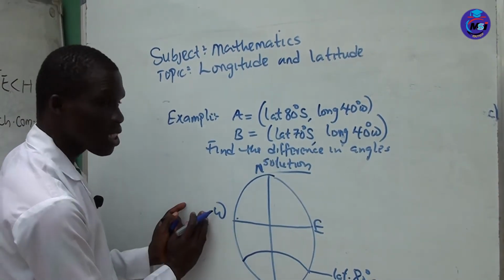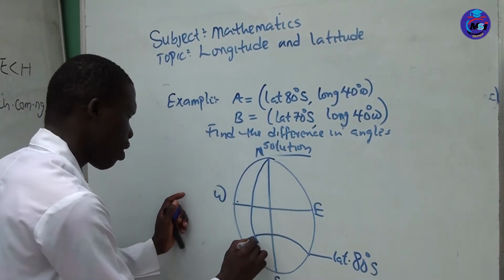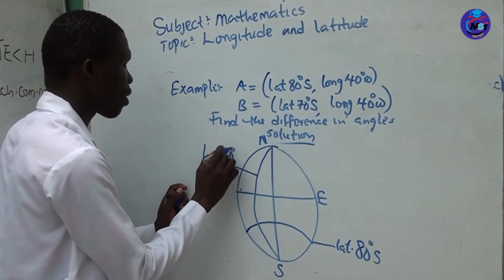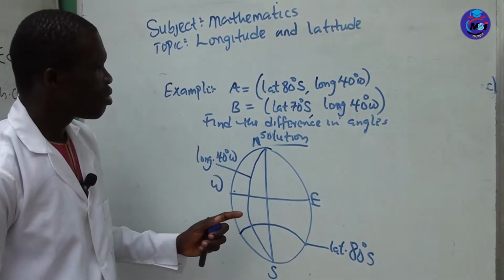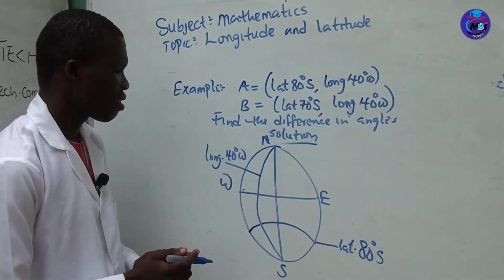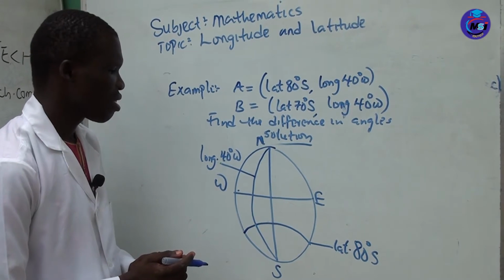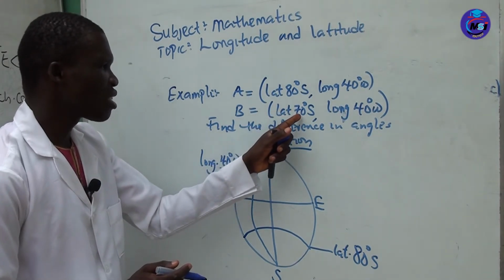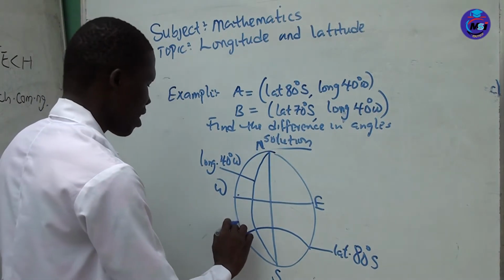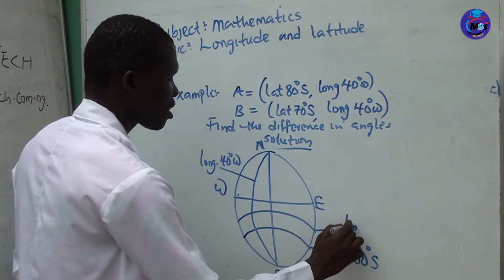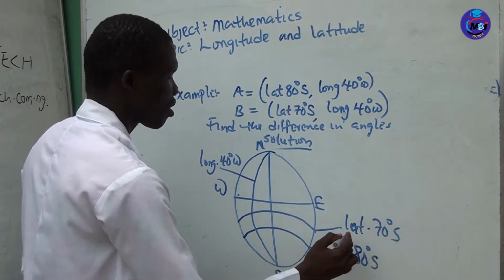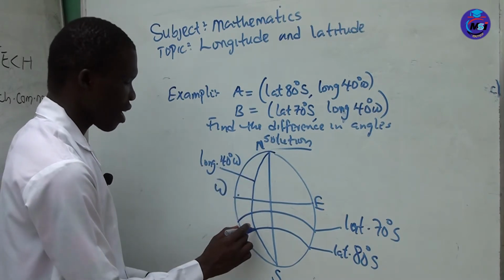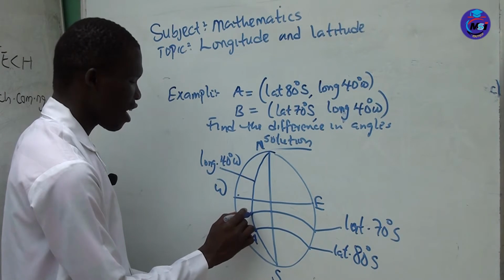Okay, now longitude is 40 degree west. So you know this is west, this is longitude, 40 degree west. Okay, now you have something here, and what is that? You have another latitude to be 70 degrees south. Okay, we have another one, 70 degrees south. Then longitude to be 40 degree west is still the same. Okay, so your A will be here and your B will be here.